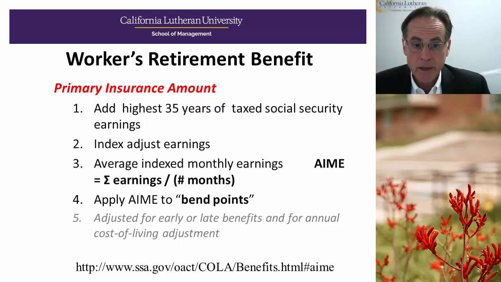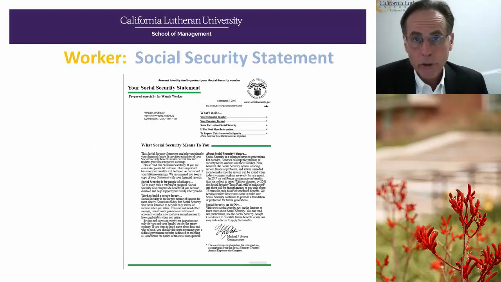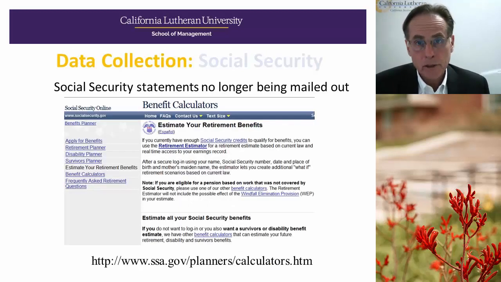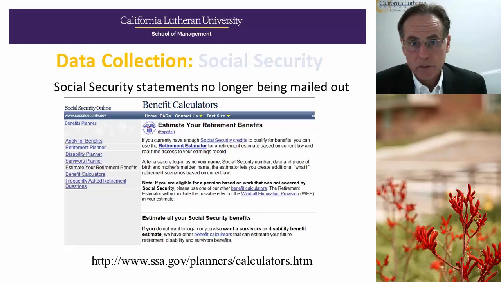Note that the PIA is adjusted for annual cost of living adjustments and also for early or late benefits, and we'll take a look at this in just a moment. We used to get a Social Security statement in the mail, and it looked like this. Well, with the budget cutbacks, these have disappeared unless you specifically call and request one, but you can easily go online and determine what the PIA is. You can get with your client and go online and also come up with some PIA estimates.